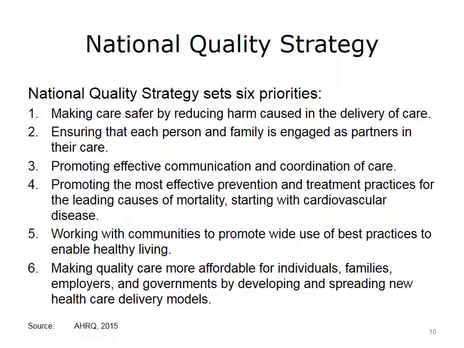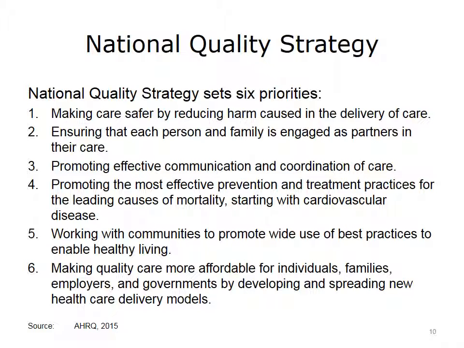The Affordable Care Act, or ACA, directed the U.S. Department of Health and Human Services to establish a national strategy for improving health care. The National Quality Strategy, or NQS, sets 6 priority areas. 1. Making care safer by reducing harm caused in the delivery of care. 2. Ensuring that each person and family is engaged as partners in their care. 3. Promoting effective communication and coordination of care.